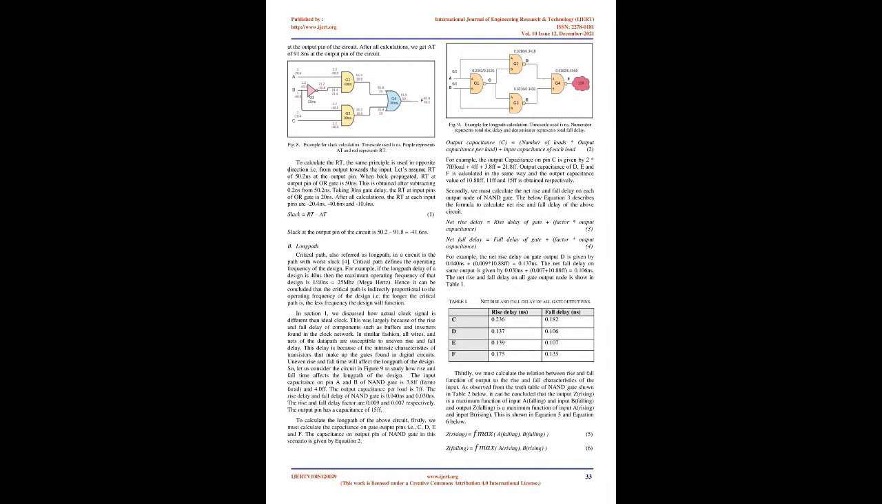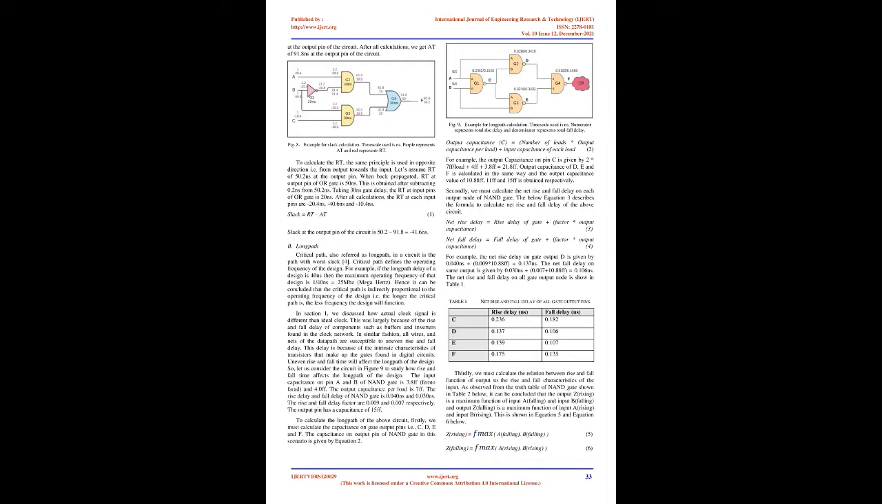B. Long path. Critical path, also referred to as long path, in a circuit is the path with the worst slack. Critical path defines the operating frequency of the design. For example, if the long path delay of a design is 40 ns, then the maximum operating frequency of that design is 1/40 ns equals 25 MHz. Hence it can be concluded that the critical path is inversely proportional to the operating frequency of the design, i.e. the longer the critical path is, the lower the frequency at which the design will function.